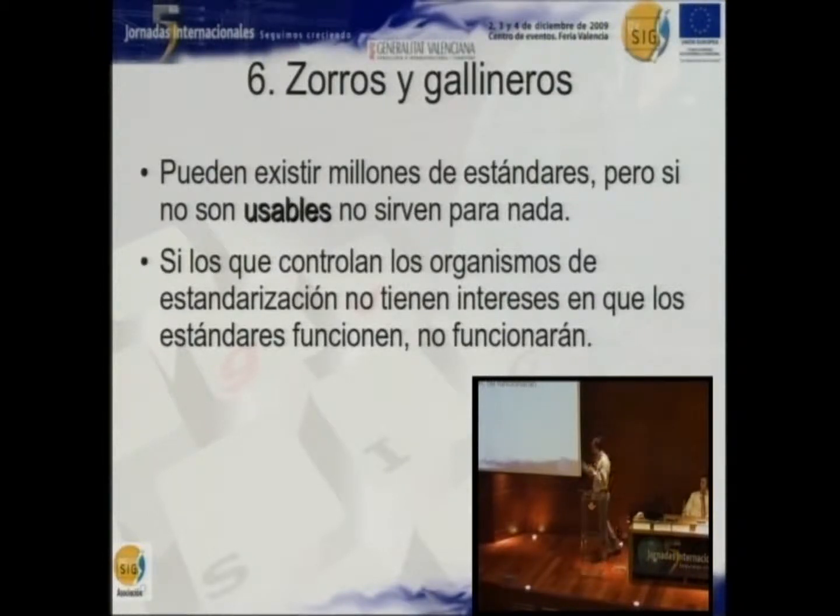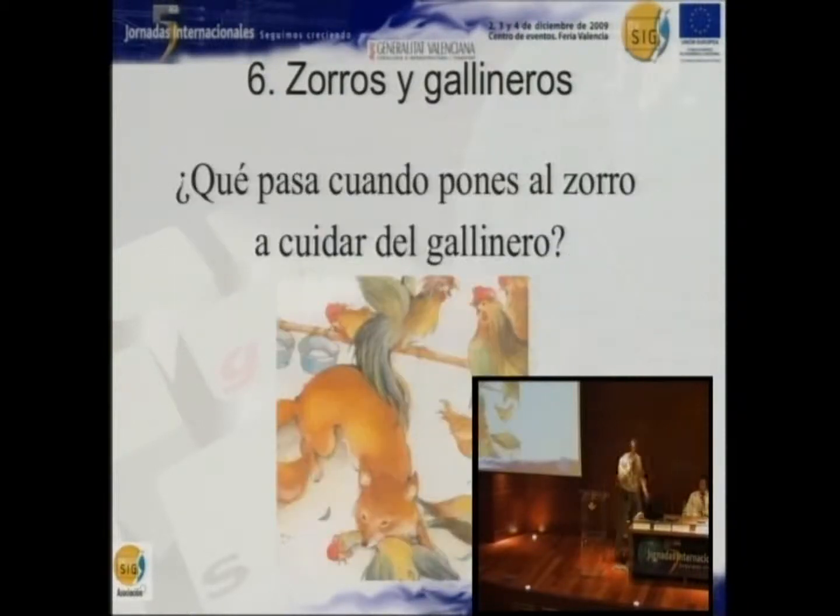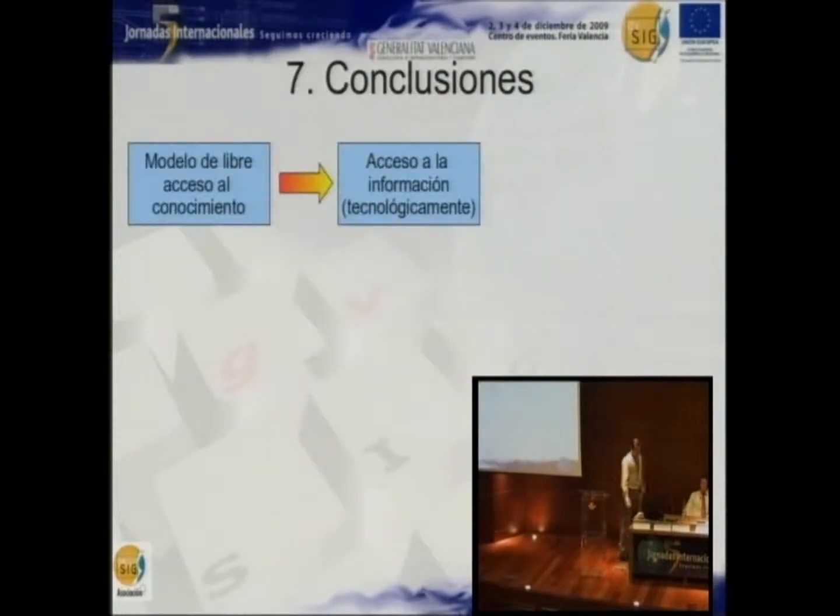So there can be many standards. They can keep issuing standards every day, but if you can't use them and you can't implement them because they are abstract, they're good for nothing. And if those that control the creation of standards are the companies who are not interested in standards moving forward, do you think they're going to issue usable standards? The answer to this question is the same as what happens when you put the fox in charge of the chickens. You can see how this one is taking a chicken, and they know that the other chickens are going to be next.